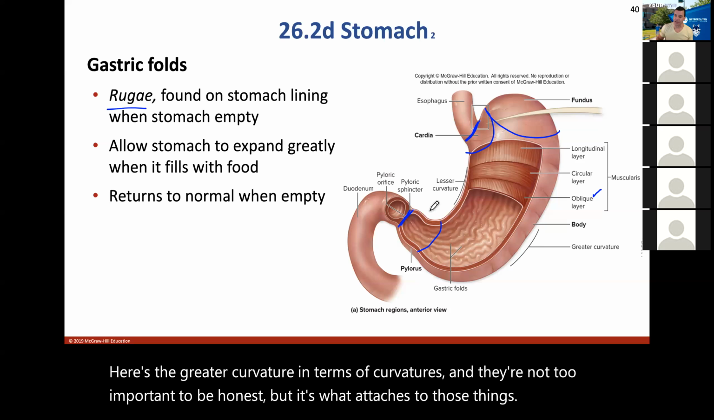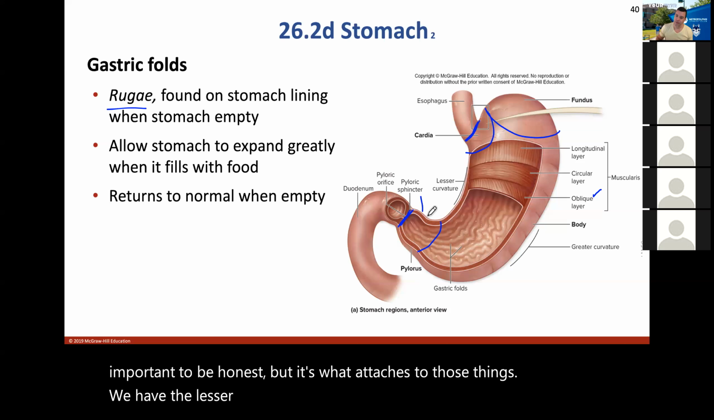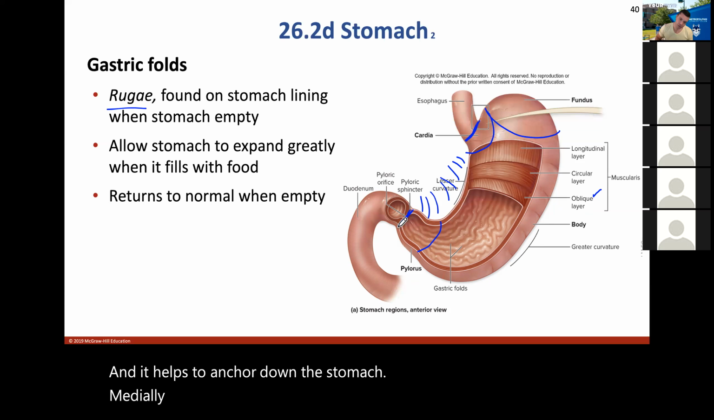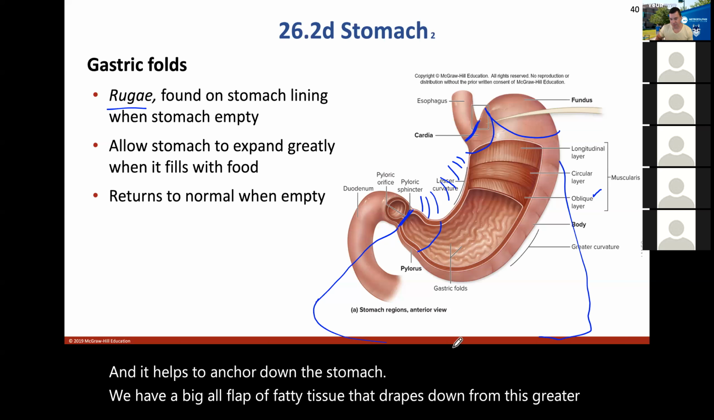We have the lesser omentum attaches to this lesser curvature, and it helps to anchor down the stomach medially. We have a big old flap of fatty tissue that drapes down from this greater curvature, and that's going to be your greater omentum.